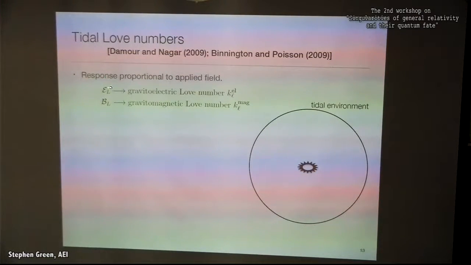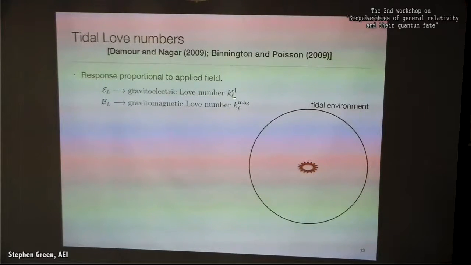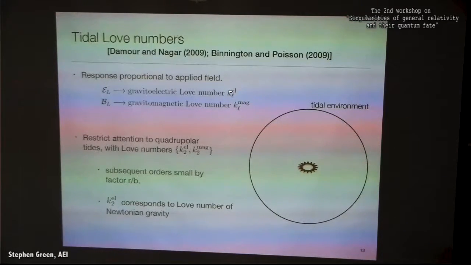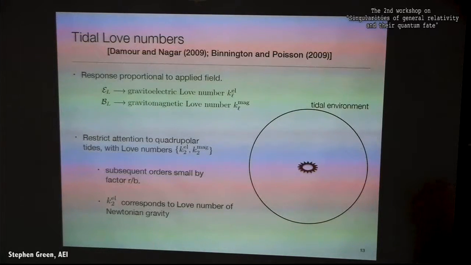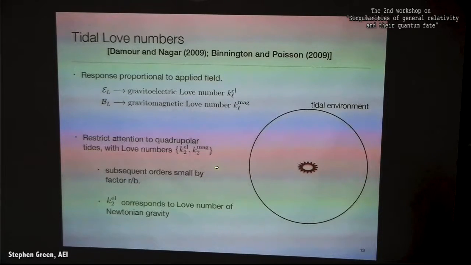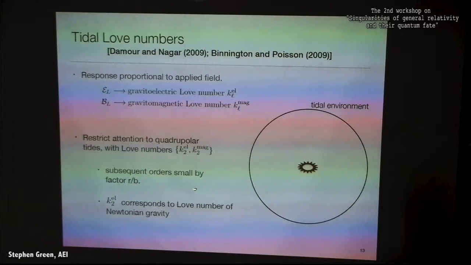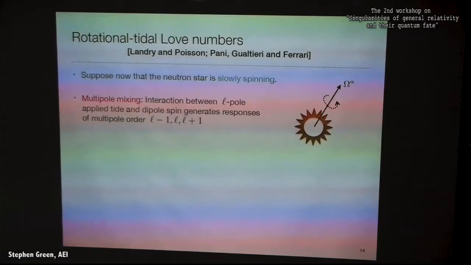So the idea is that for each of these multipole moments, each of the electric and magnetic multipole moments, you induce a response that's proportional to a love number. Before, in Newtonian gravity, we had the K2L, the response due to a quadrupolar applied Newtonian field. But now in general relativity, we have these higher multipoles, and we also have the gravitomagnetic love numbers, because gravitomagnetism is present in general relativity, but not Newtonian gravity. For this work, we're going to restrict to the quadrupolar tides, to keep it reasonably simple, and also because the higher orders are going to be smaller in amplitude. Okay, so that's the story for tides.